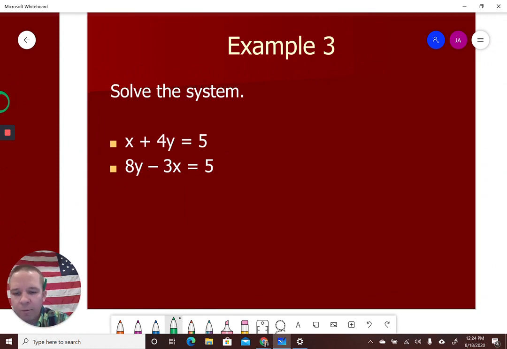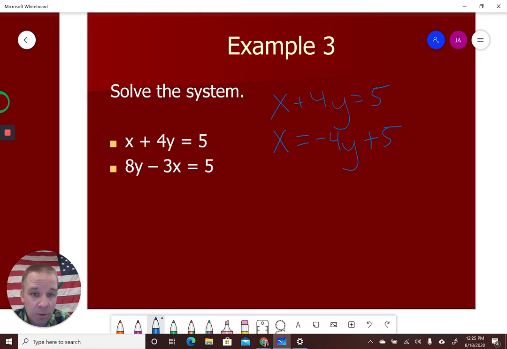All right, how about for fun, we do this one using substitution. So to use substitution, what we need to do is we need to solve for one variable in terms of the other. And I'm going to choose this top one, and you'll see what I mean by that if you're not fully understanding the description I gave. So I'm going to solve for x. We're going to have x equals, and then I'm going to subtract that 4y over to the other side. So I have negative 4y plus 5. This is what x equals.